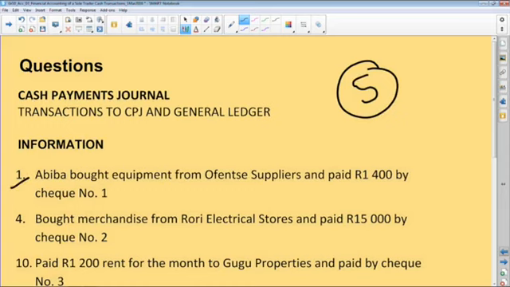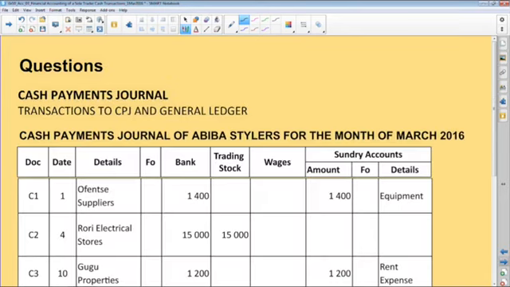Abiba bought equipment from Fancy Suppliers and paid 1,400 by check number 1. Now, what did we buy? We bought equipment, an asset. So as you can see, we have 1, 2, 3, 4, 5 things highlighted. Let's go and look at the journal. We have check number 1. It's on the 1st, Fancy Suppliers, and we paid 1,000. And why did we pay this 1,000? We bought equipment, and there's my number 5. Hopefully you got that one right. Let's look at the next one.